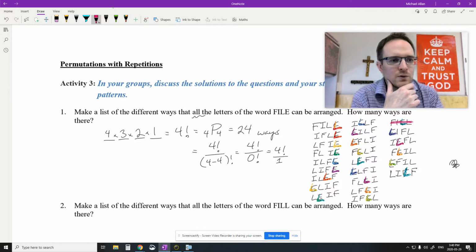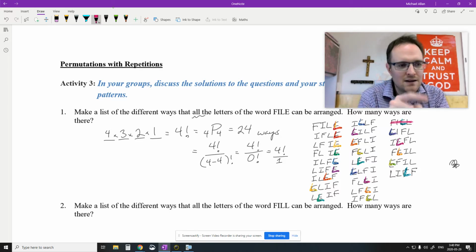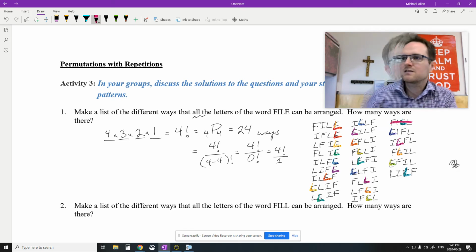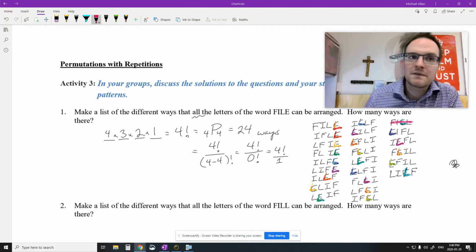I'm going to go through this. I'm going to start crossing off everything that has the exact same letters in it. So I'm just going to pause and do that for 2 seconds. Sorry, the exact same letters in the exact same order. Okay.